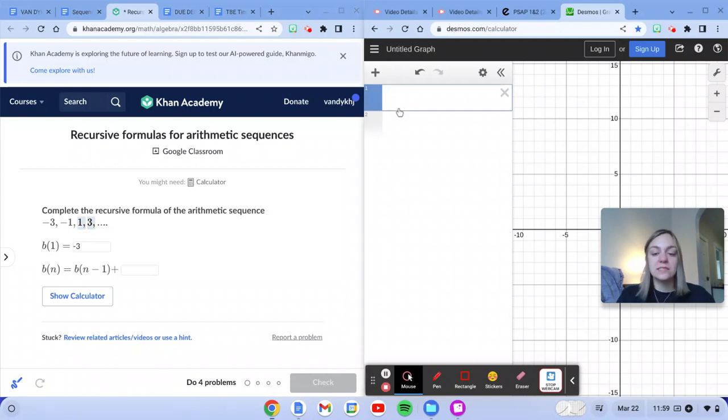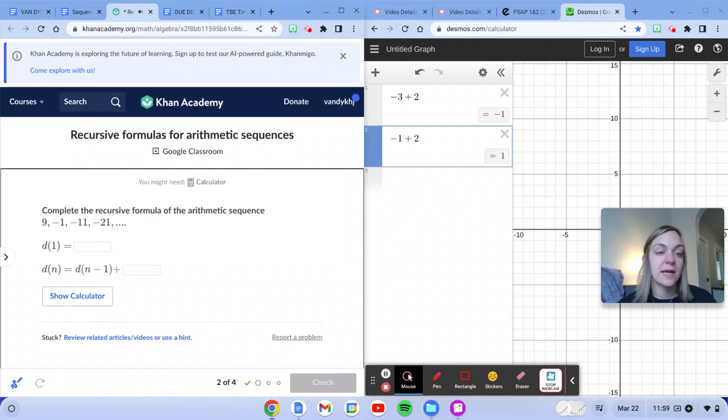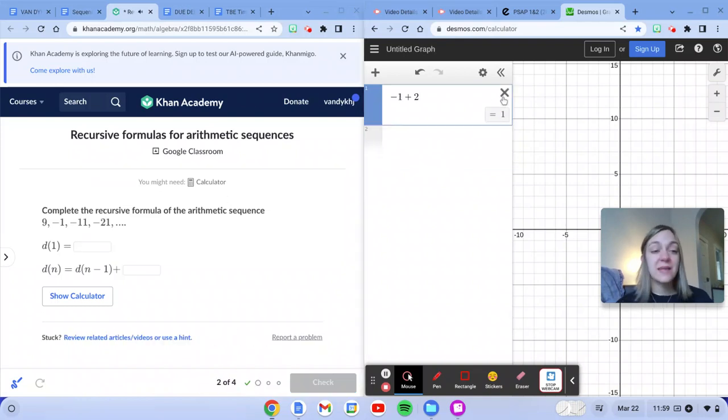And that's also the case if we add -1 plus 2, or sorry, -3 plus 2. It gives us -1, which is the next term in our sequence. -1 plus 2 gives us 1, the next term in our sequence. 1 plus 2 gives us 3, the next term in our sequence. So this is going to be plus 2 on the outside. This is going to be the same exact thing.